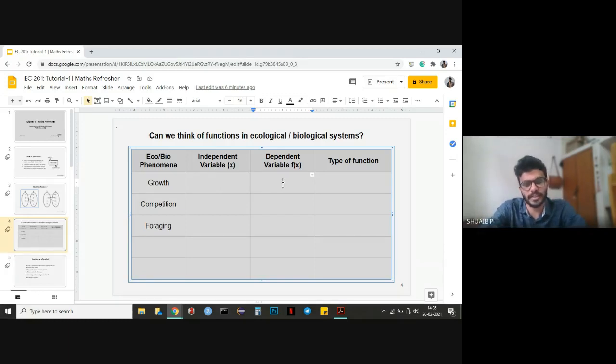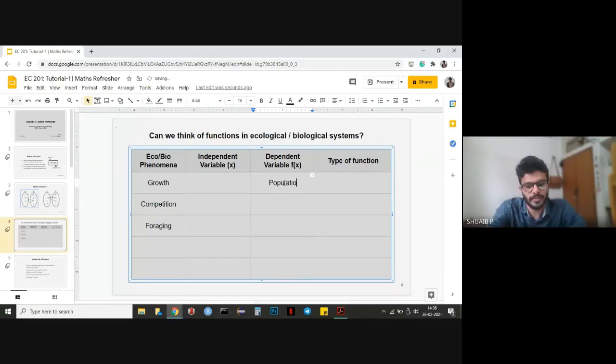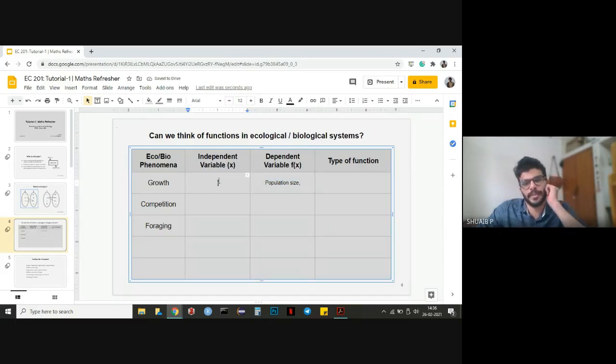So if we consider growth, can someone identify what would be the dependent variable? Population size. Yeah, population size would be one. Anything else? So what would be the independent variable which affects the population size? Time. Yeah, time obviously would be one independent variable. Yeah, we can think of multiple independent variables.